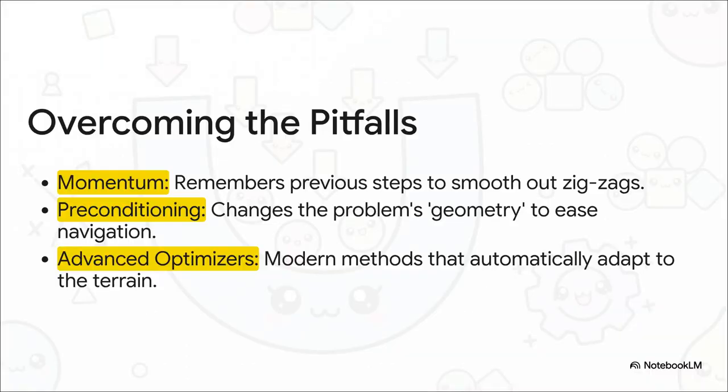But of course, researchers have come up with some really clever ways to deal with these problems. There's something called momentum. The best way to think of this is like giving our mountain hiker a really heavy ball to roll downhill. It'll just power through the little bumps and smooth out those zigzags. Then there's preconditioning, which is kind of like taking the map and squishing and stretching it to make the downhill path way more obvious. And then you have modern advanced optimizers, which are basically like giving our hiker a super smart GPS that adapts their step size and direction automatically based on the terrain.